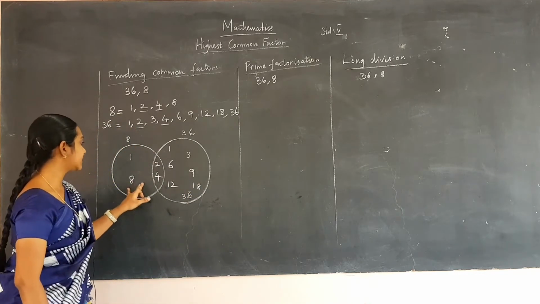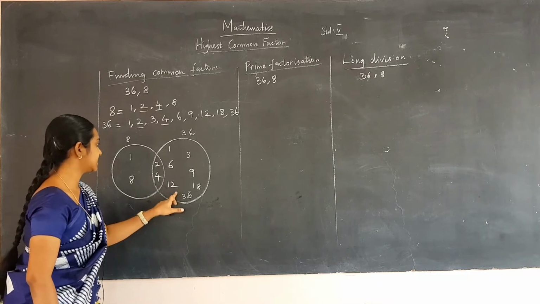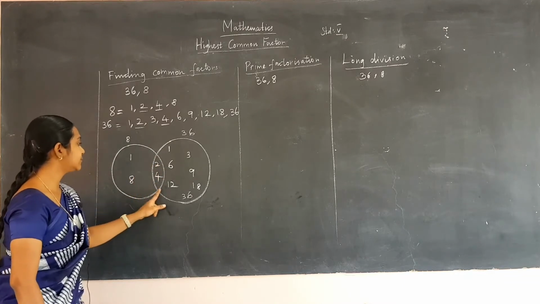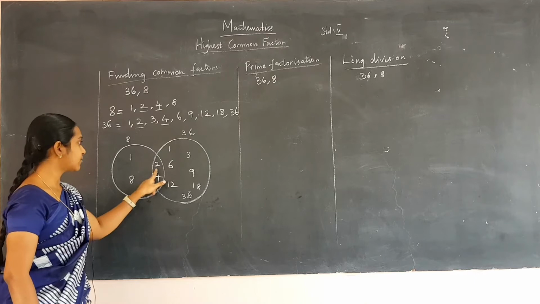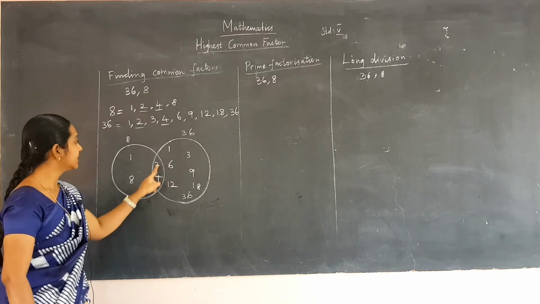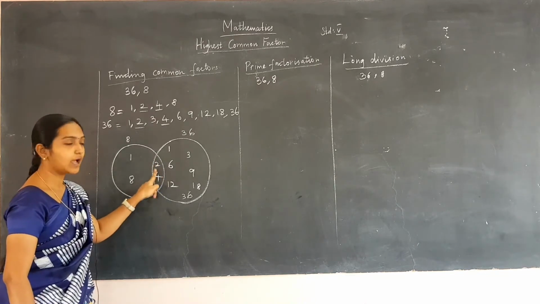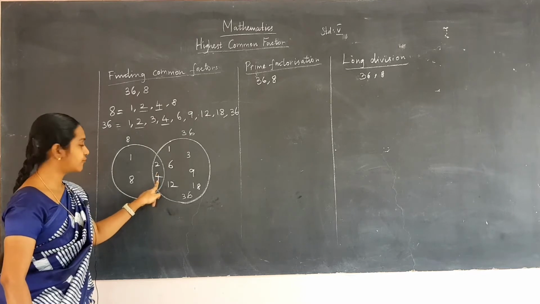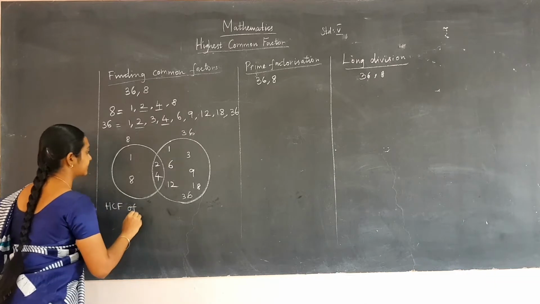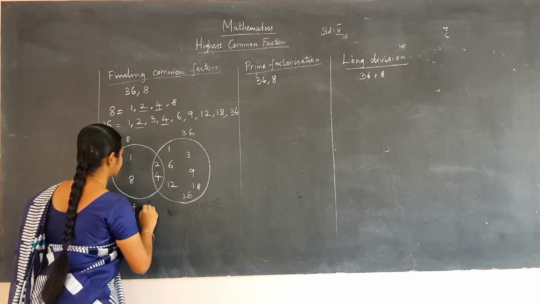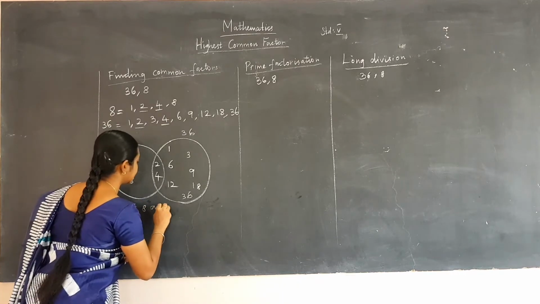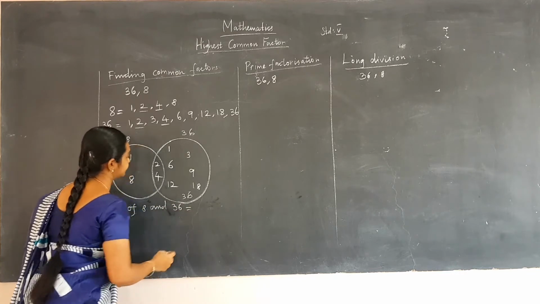I have written the factors in the first and second circle and I have written the common factors in the middle. Now we have to find the highest of these two numbers, that is greater number, in the intersection place. We have 2 and 4. The greatest number here is 4. So, HCF of 8 and 36 is 4.